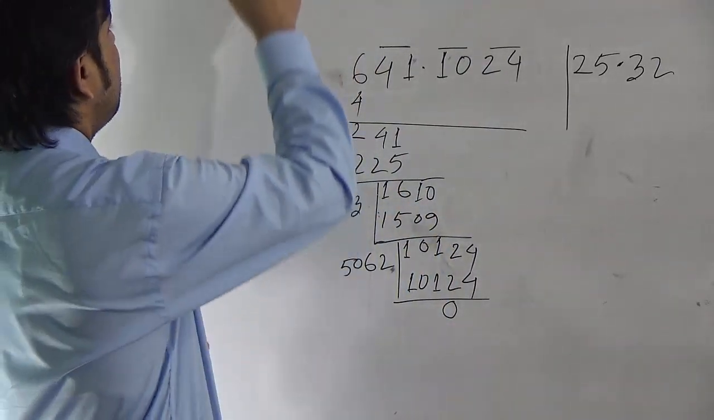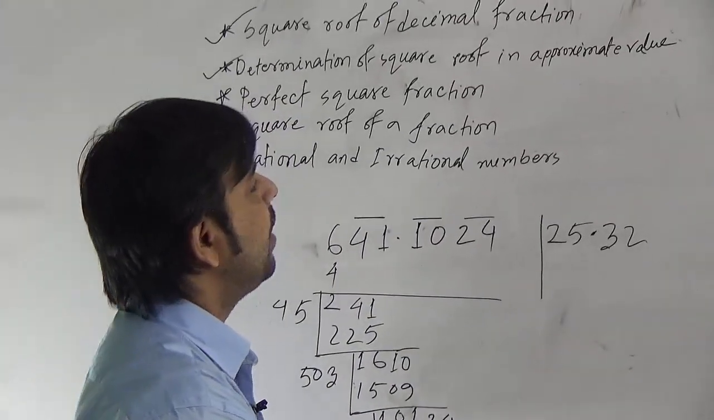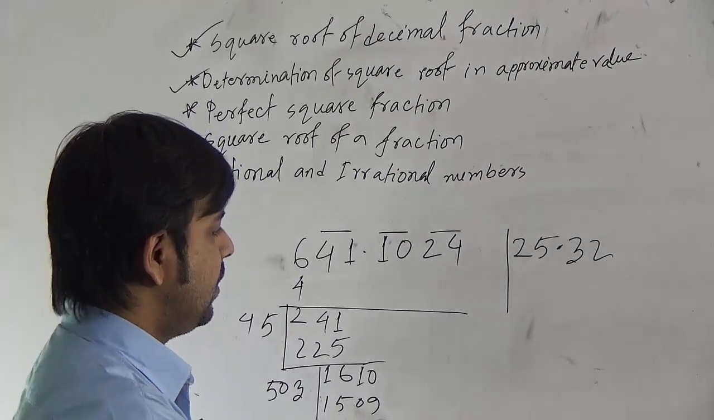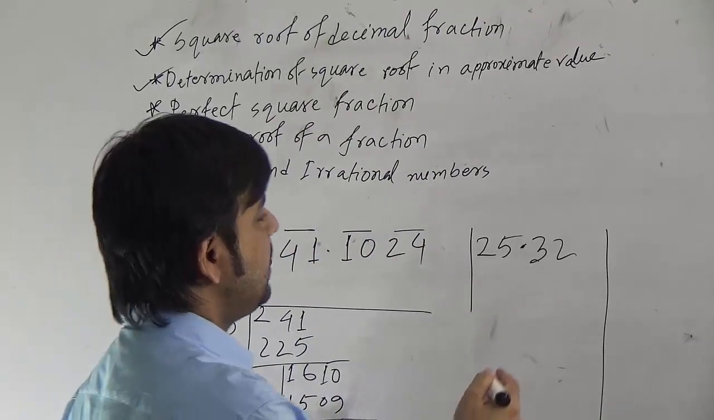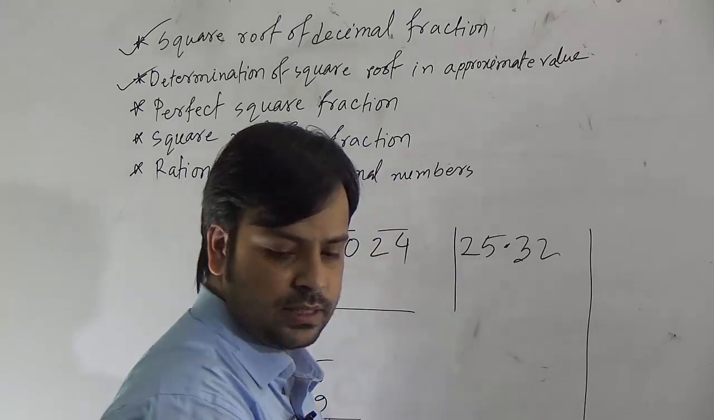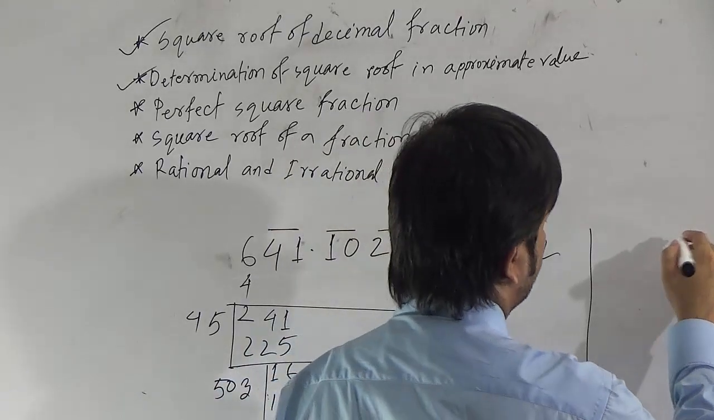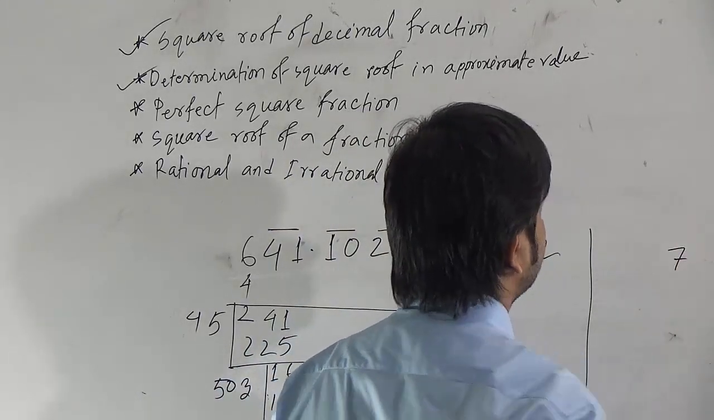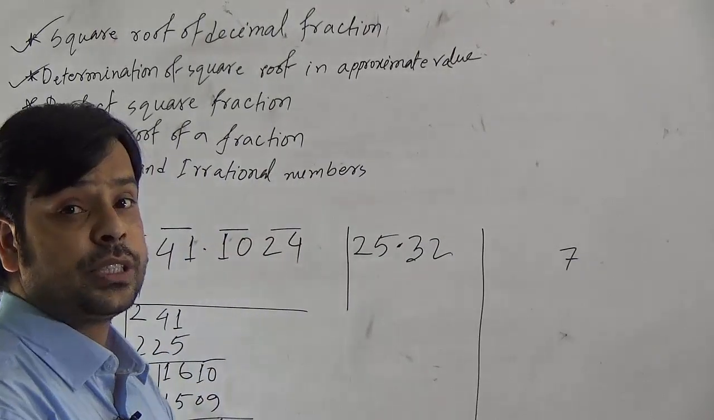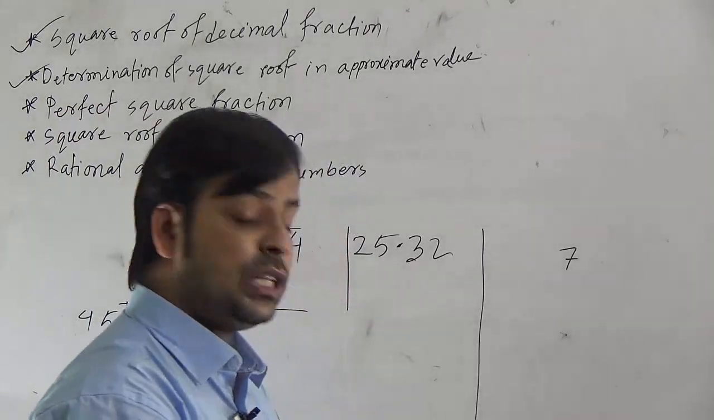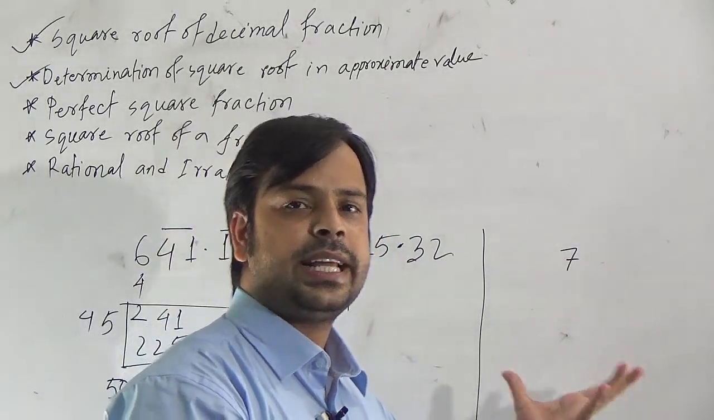Now the next topic, that is determination of square root in approximate value. Then I will show this. Consider a number here. Suppose the number is 7. We have to take the square root of 7. To take the square root of 7, you know 7 is not a perfect square. So if we take the square root of 7, we will get a decimal number.